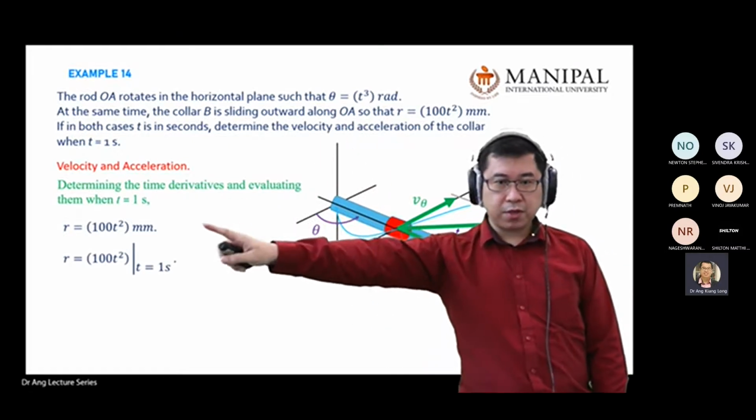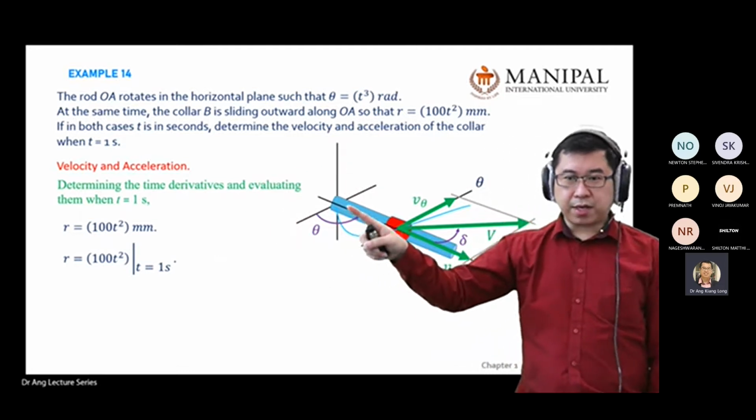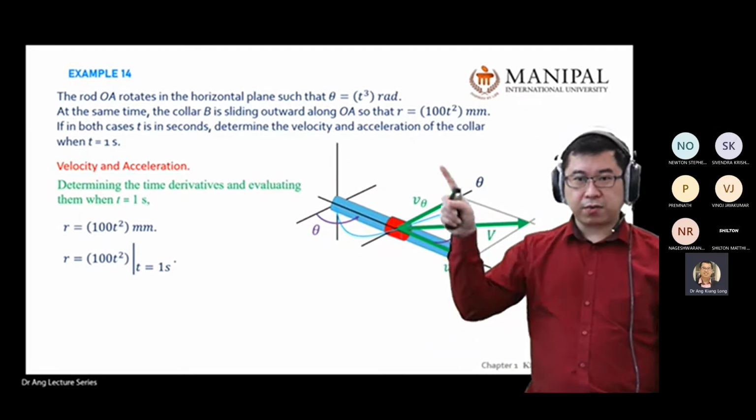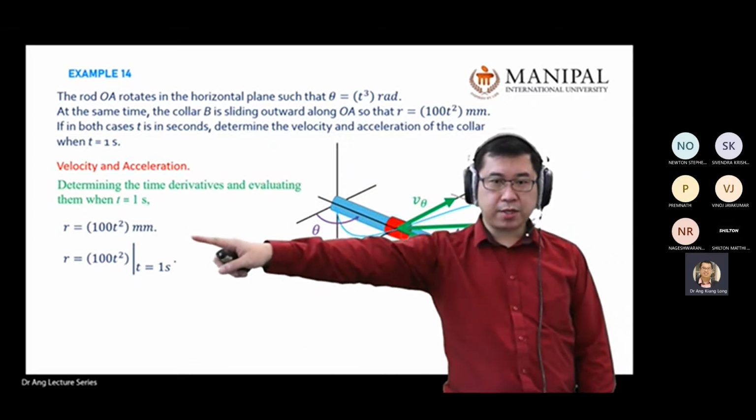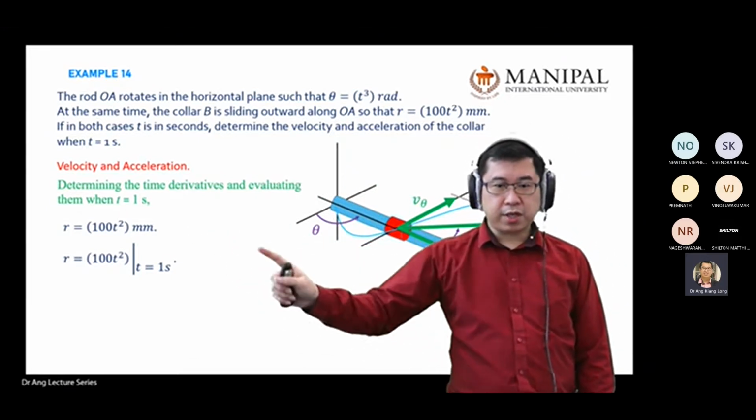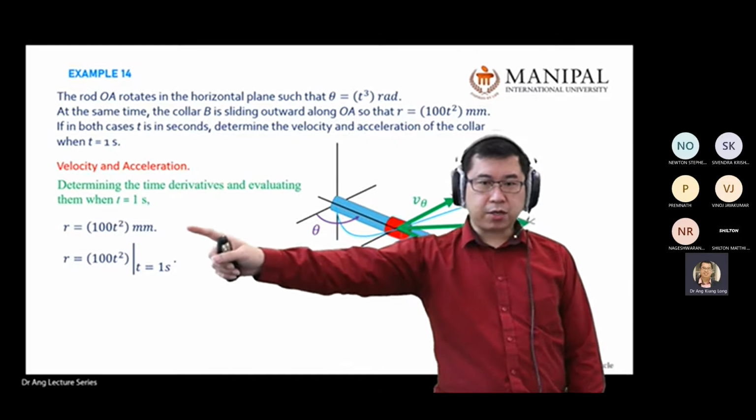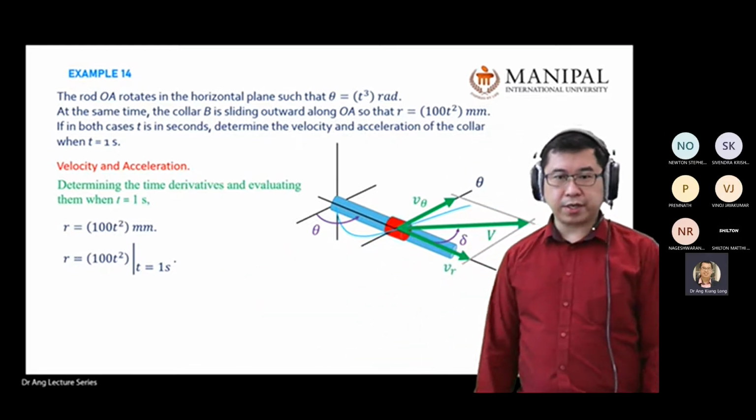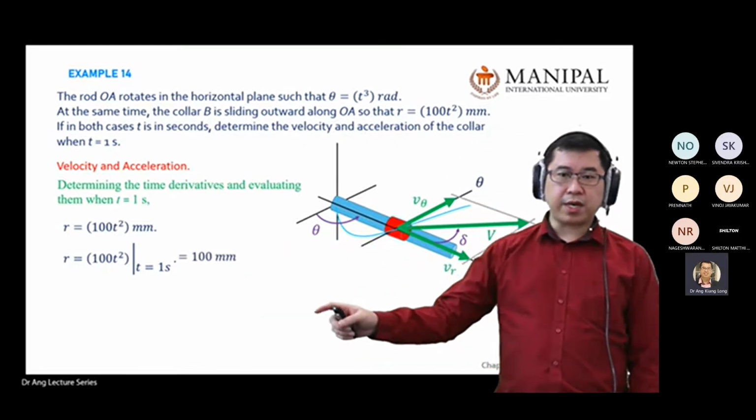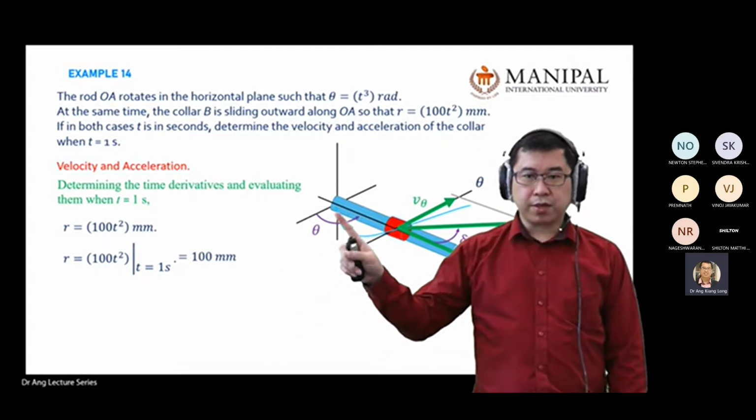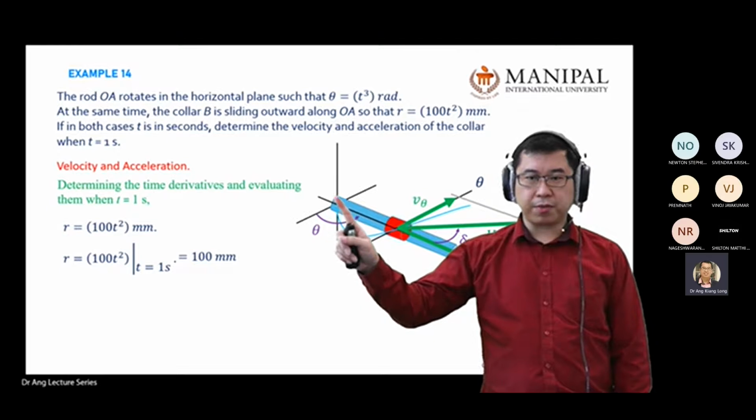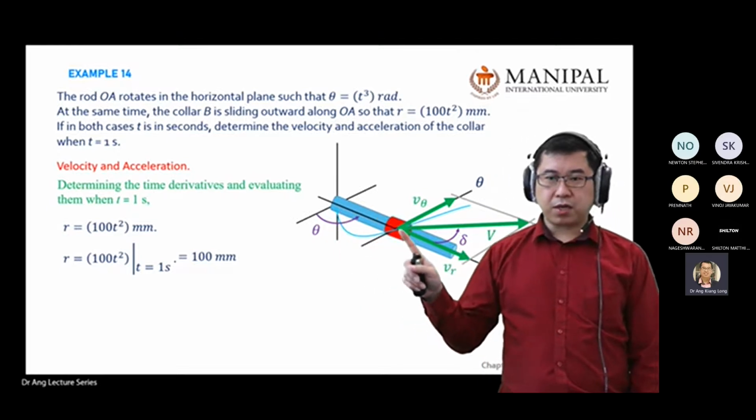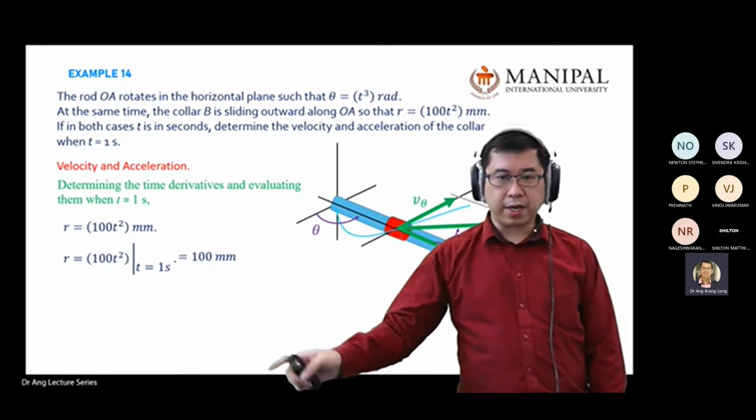So to solve, what is the position of your R when the time is 1 second? So you use the equation 100t squared. You substitute t into the equation, you'll get 100 mm. So the collar here will travel the distance from origin at t equal to 1 is 100 mm.